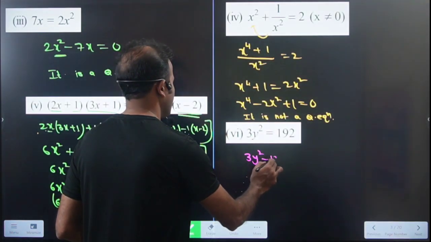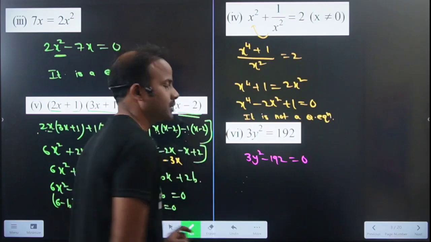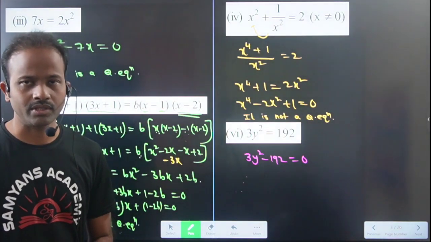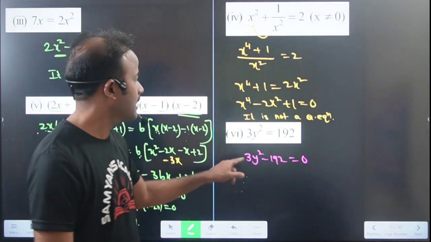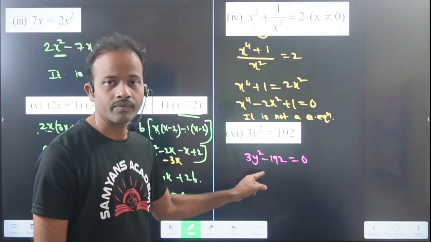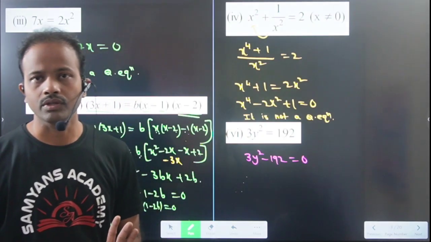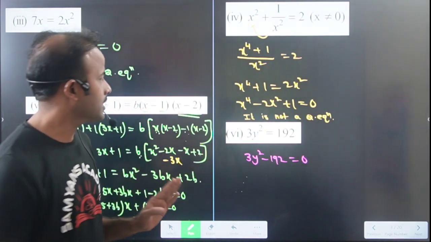192, when you take it this side, it will become minus 192. Now it is in the form ax square plus bx plus c. There is no x coefficient, still it is a quadratic equation. Why? Because here the highest power of the variable is 2. Therefore we can call it a quadratic equation.